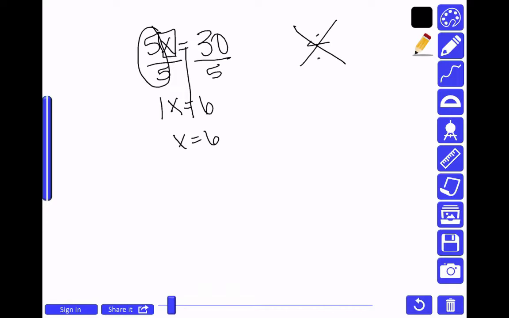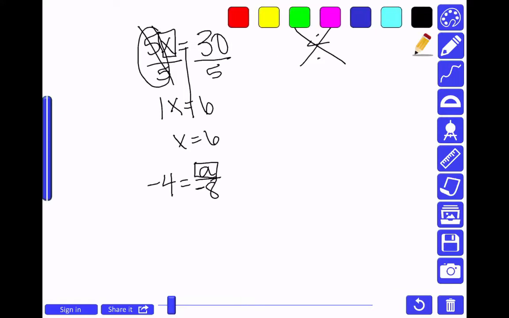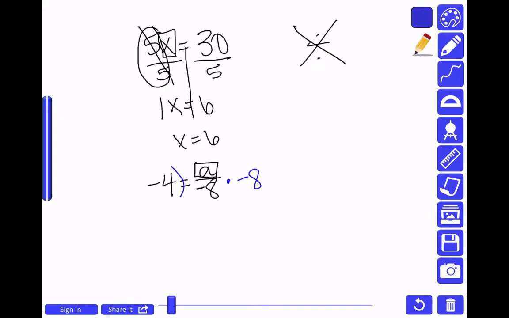I see a lot of students just cross this out. Well, what does that mean? Well, 5 divided by 5 is 1, so we need to make sure we remember that that's a 1 in front of the x. Here we have negative 4 equals a over negative 8. So again, I'm trying to get a by itself, but I have this negative 8 that I'm dealing with. Well, the operation there is division. That is a negative 8, but that's not subtraction. The operation is division. So to undo division, I need to multiply by negative 8 on both sides.